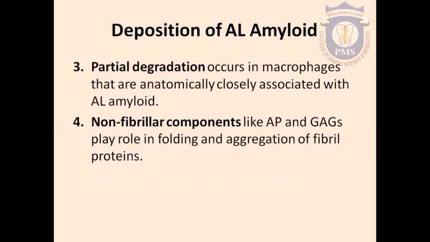Partial degradation occurs in macrophages that are anatomically closely associated with AL amyloid. Non-fibrillar components like AP and GAGs play a role in folding and aggregation of fibril proteins.